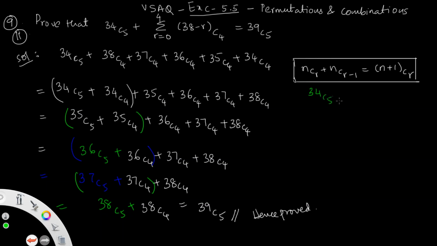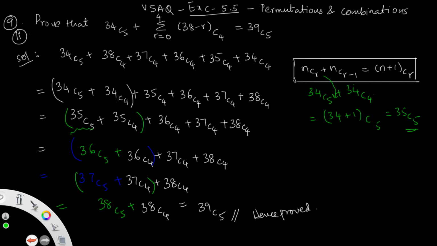34C5 plus 34C4. So write n equal to the same, 34. r and r minus 1, one term is lesser, then you write n plus 1, that is 34 plus 1 C r. Take r equal to 5 here. So that becomes 35C5. In this way, rearranging in the first bracket, this becomes 35C5.